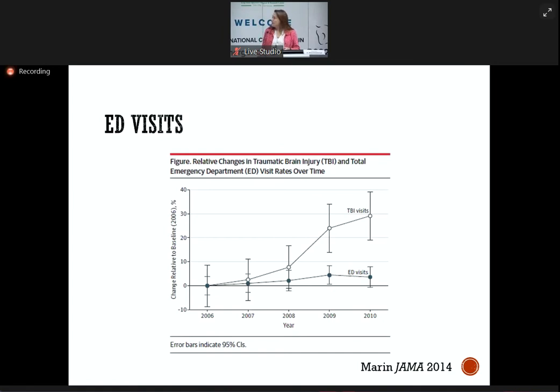This probably does not reflect an increase in the actual number of head injuries, but the level of concern of the parents and the patients around head injuries. So what we're seeing is an increase in this complaint in our emergency departments, but we're seeing a lot of not very severely injured children.